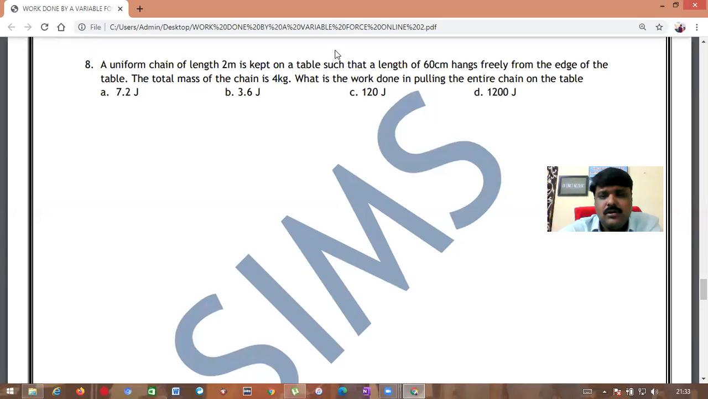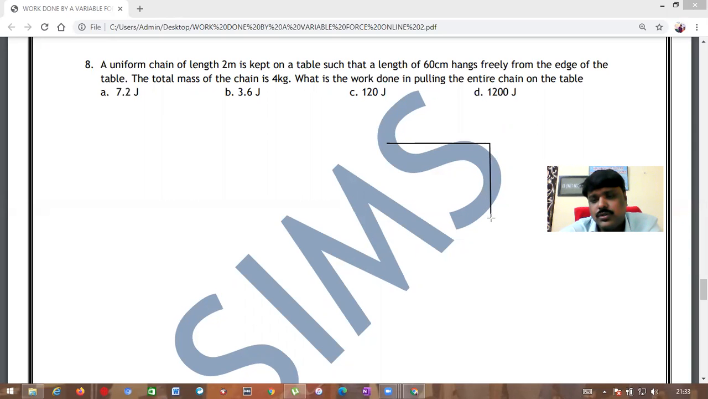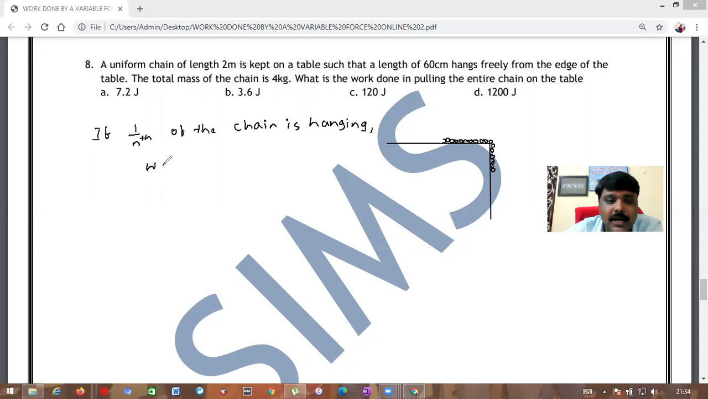Okay, let us draw the diagram related to that numerical. This is a table, let us suppose. Yes, and this is the chain which is hanging. Okay, if 1 by nth of the chain is hanging, then work done W equals mgL by 2n square.